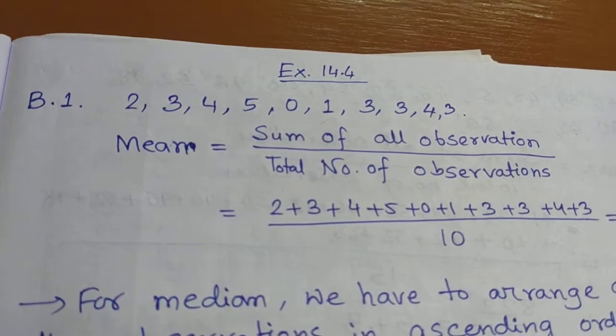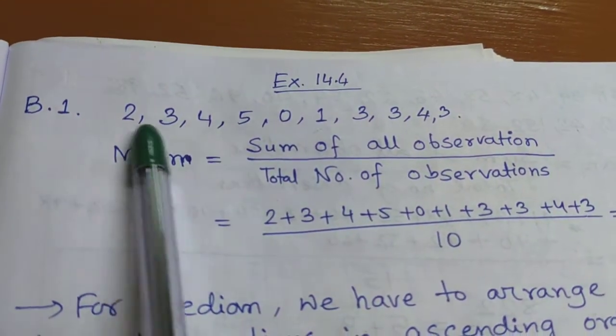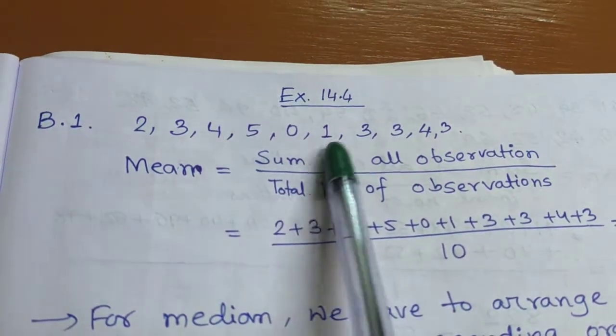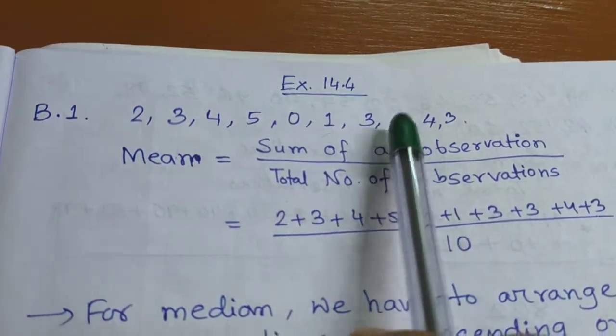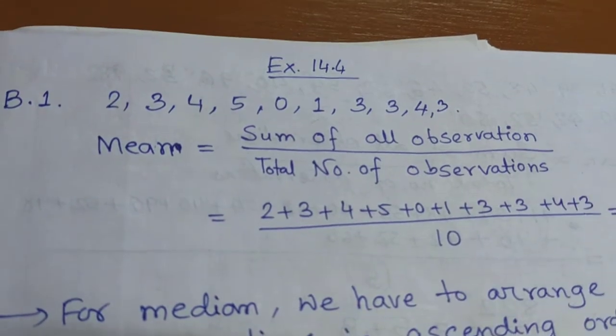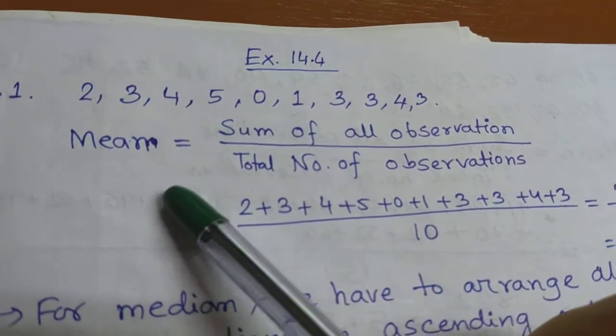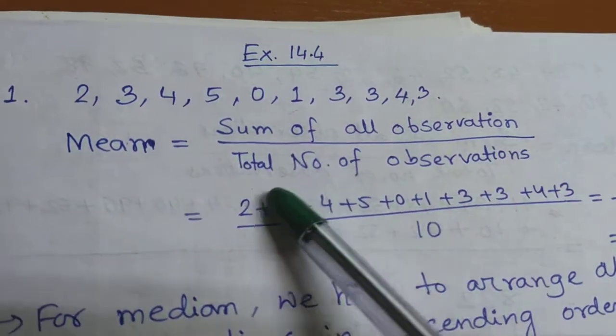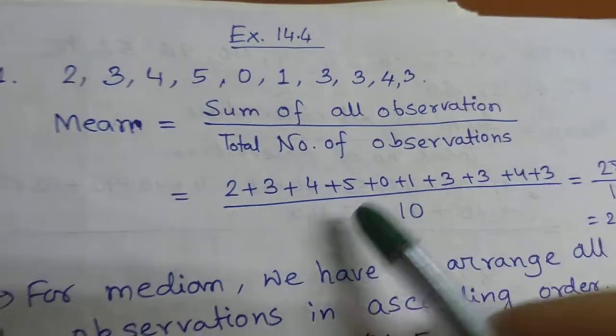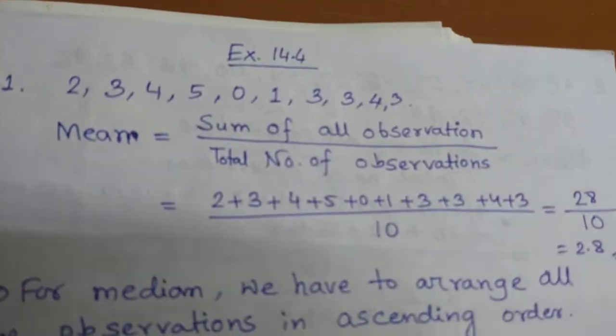Now come to the solution. The data given is 2, 3, 4, 5, 0, 1, 3, 3, 4, 3, so 10 data are given. Mean equals, we know, the sum of all observations divided by the total number of observations, right? So we just do the same simple thing.